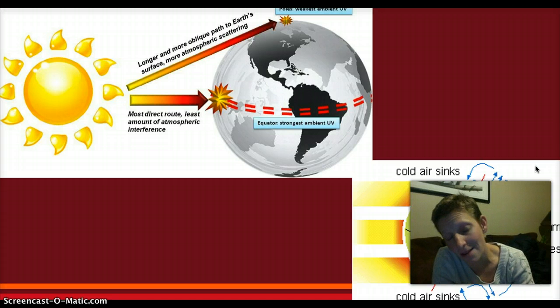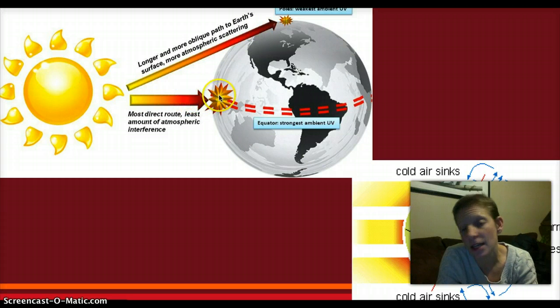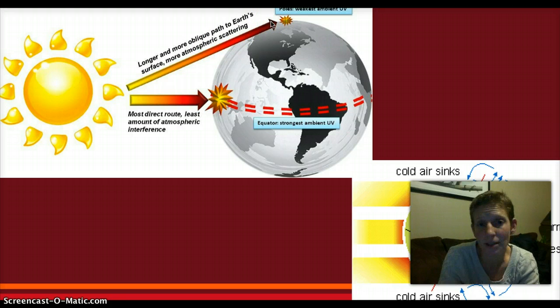Another thing we've been talking a lot about is the uneven heating of the Earth because of its spherical shape. When the radiation from the sun hits the Earth, it hits most directly at the equator. The radiation that hits the poles takes longer to reach them and is more indirect, at more of an angle. This is important because that uneven distribution of heat is what causes convection.